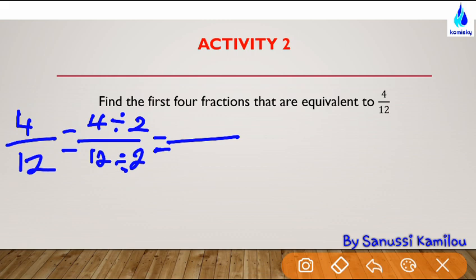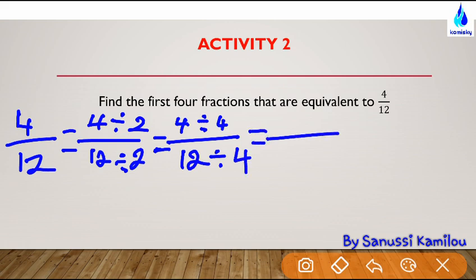So here I can also divide 4 by 4, and 12 also can be divided by 4. So I will use the same thing. 4 divided by 4, and then 12 divided by 4.